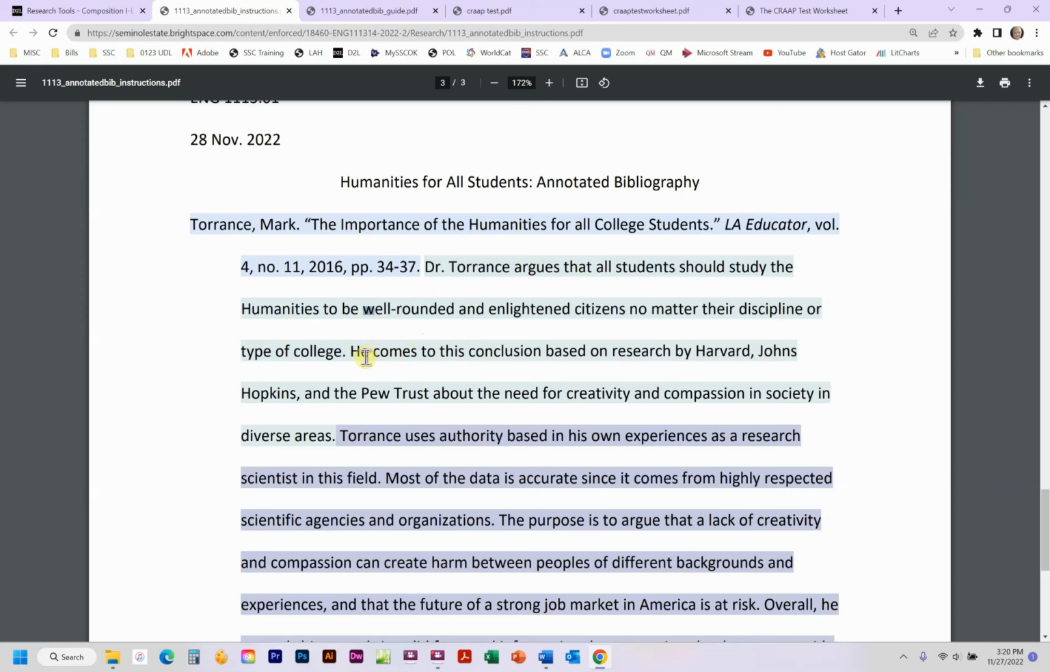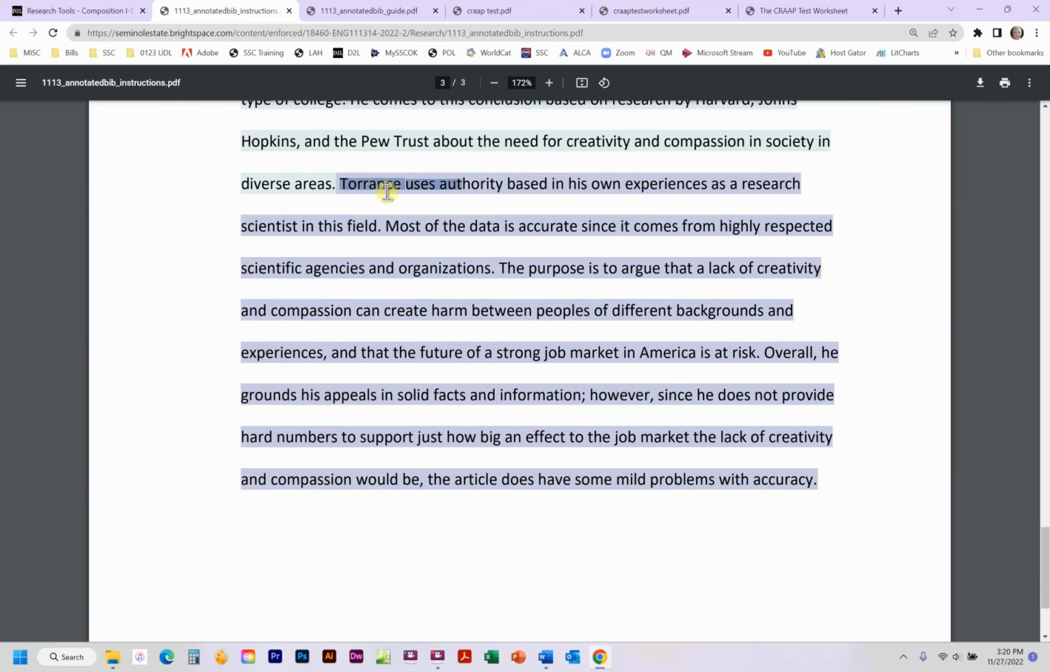He comes to this conclusion based on research by Harvard, Johns Hopkins, and the Pew Trust about the need for creativity and compassion in society in diverse areas. So that's the conclusion, right? So he uses authority based on his own experiences as a research scientist in the field, right? Most of the data is accurate since it comes from highly respected scientific agencies and organizations.